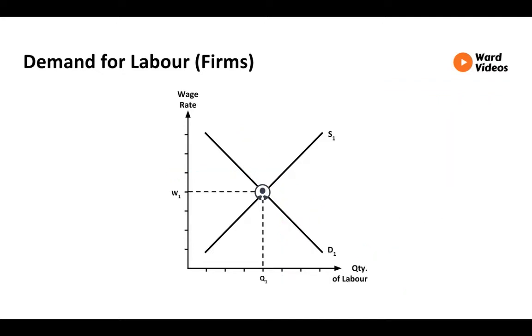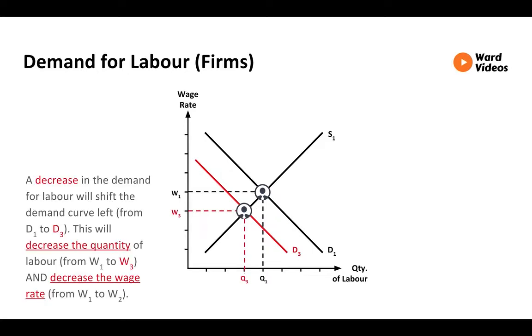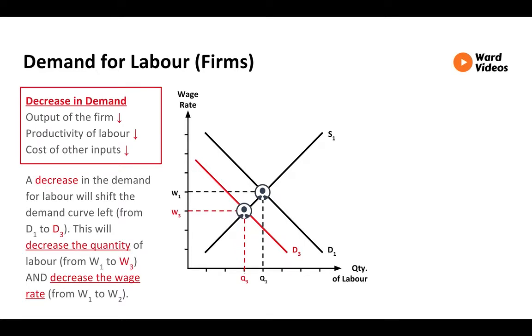However, a decrease in demand will shift the demand curve left and decrease the wage rate and quantity of labour. Factors which may decrease the demand for labour are a decrease in the output of the firm, productivity of labour decreases, and/or costs of other inputs decrease. For example, machinery is cheaper.